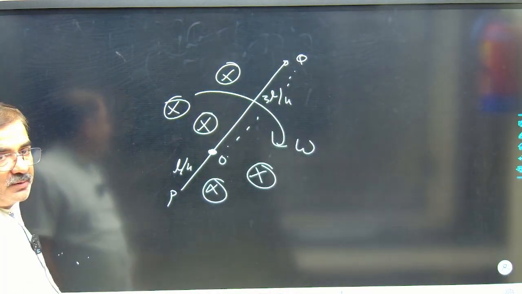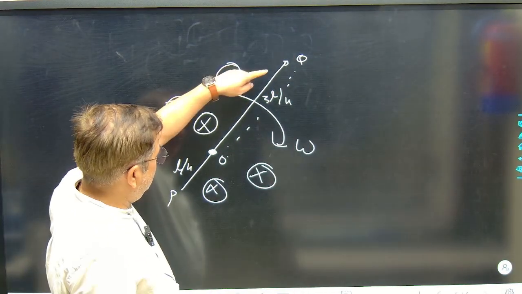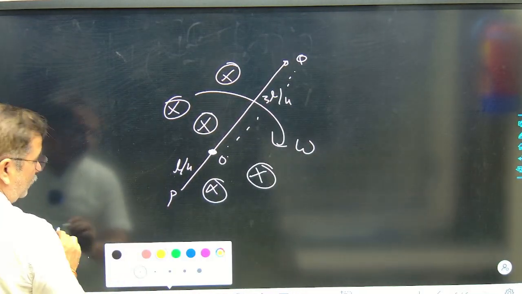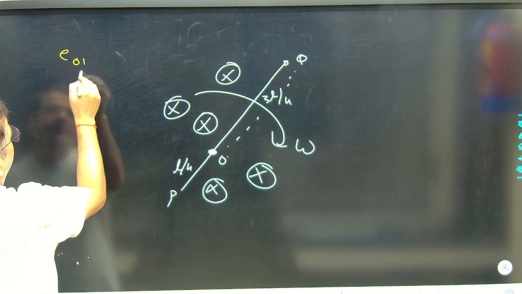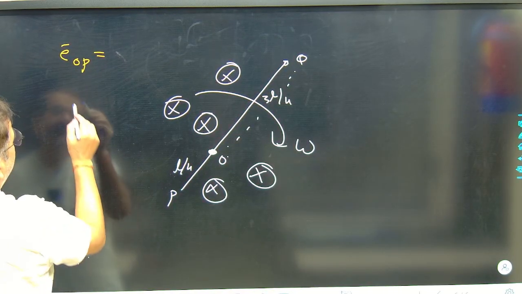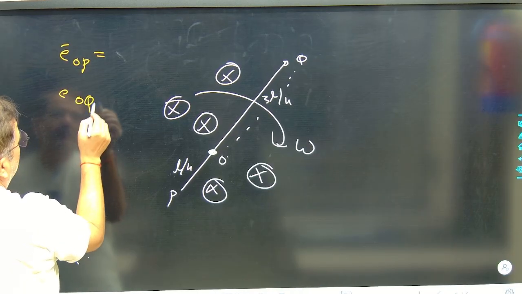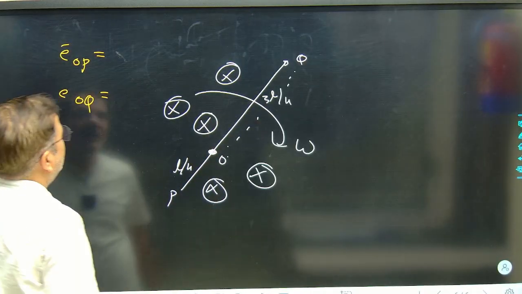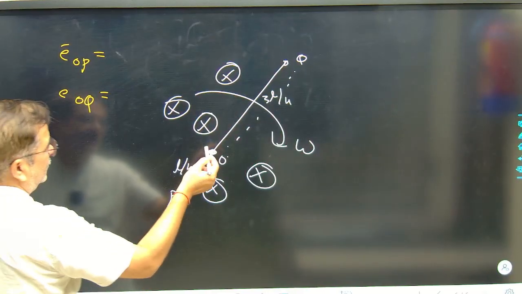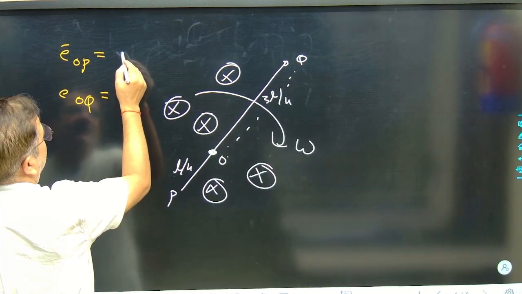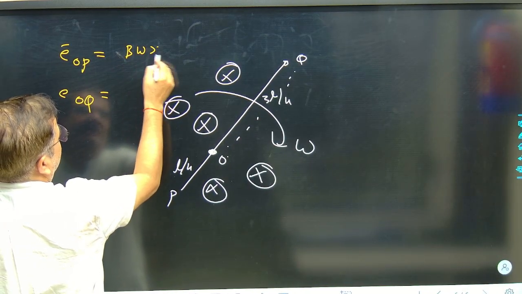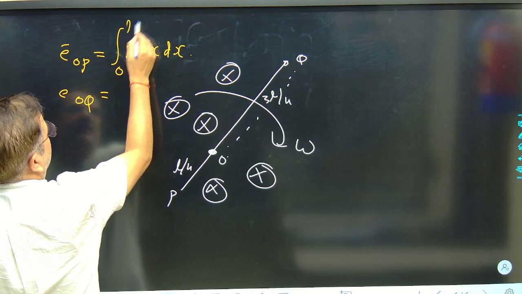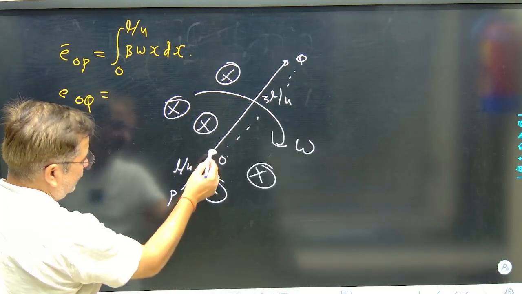To find the EMF developed, you will see now there are two sections. One is OP. E OP I will take as one, and the other one will be E OQ. So these are the two ends. Accordingly, we take the first segment and the other one, put in the integration and get the result. E for OP is B omega x dx, and I will integrate it from 0 to L by 4, this particular length.